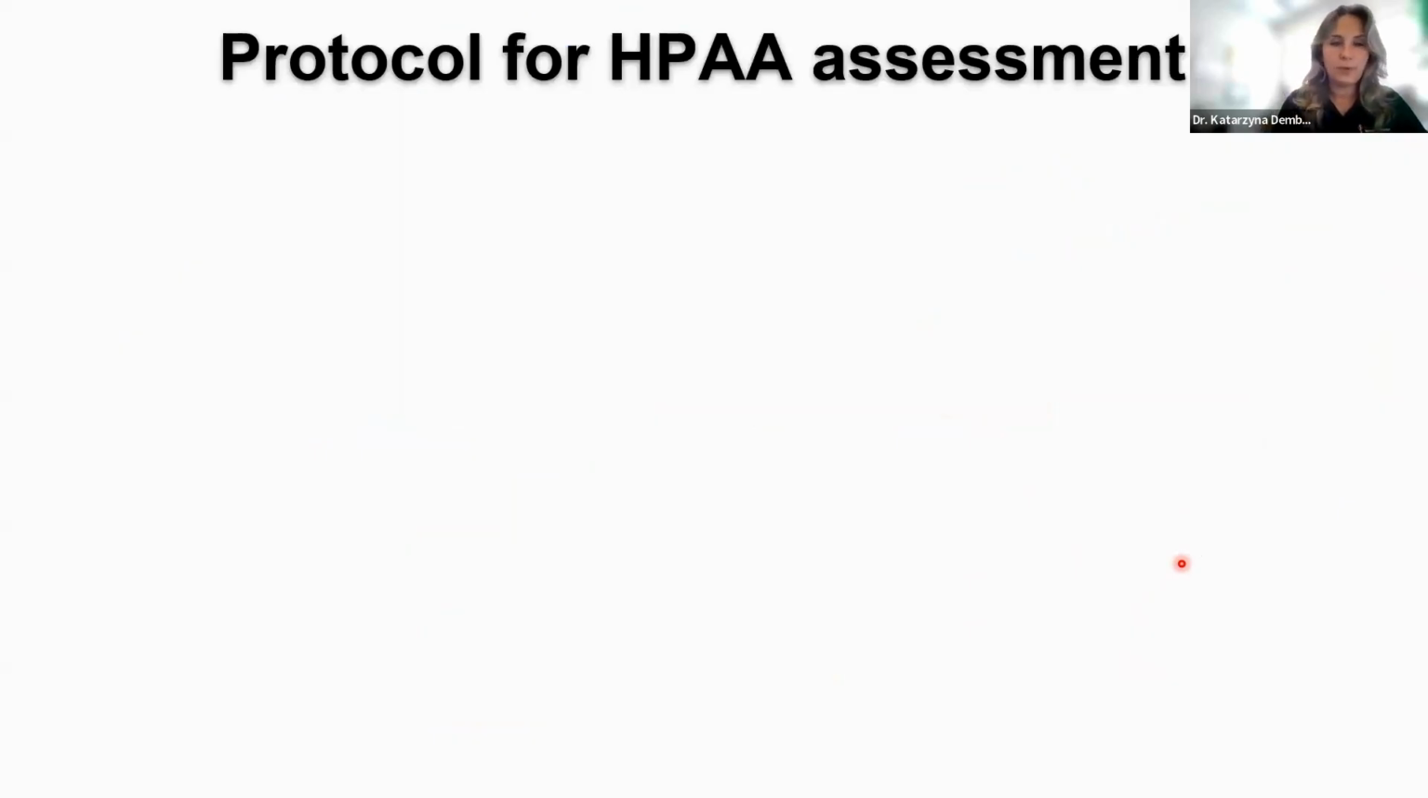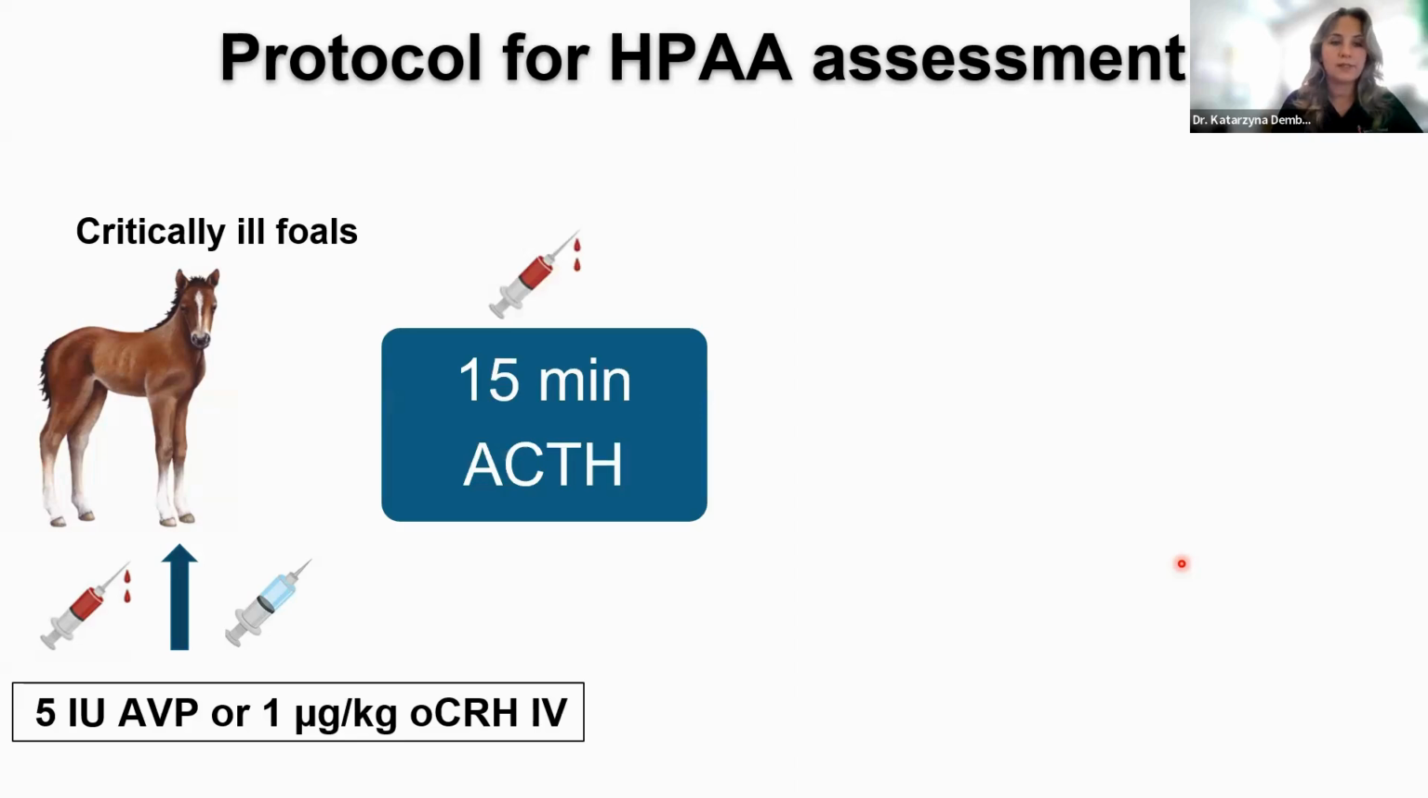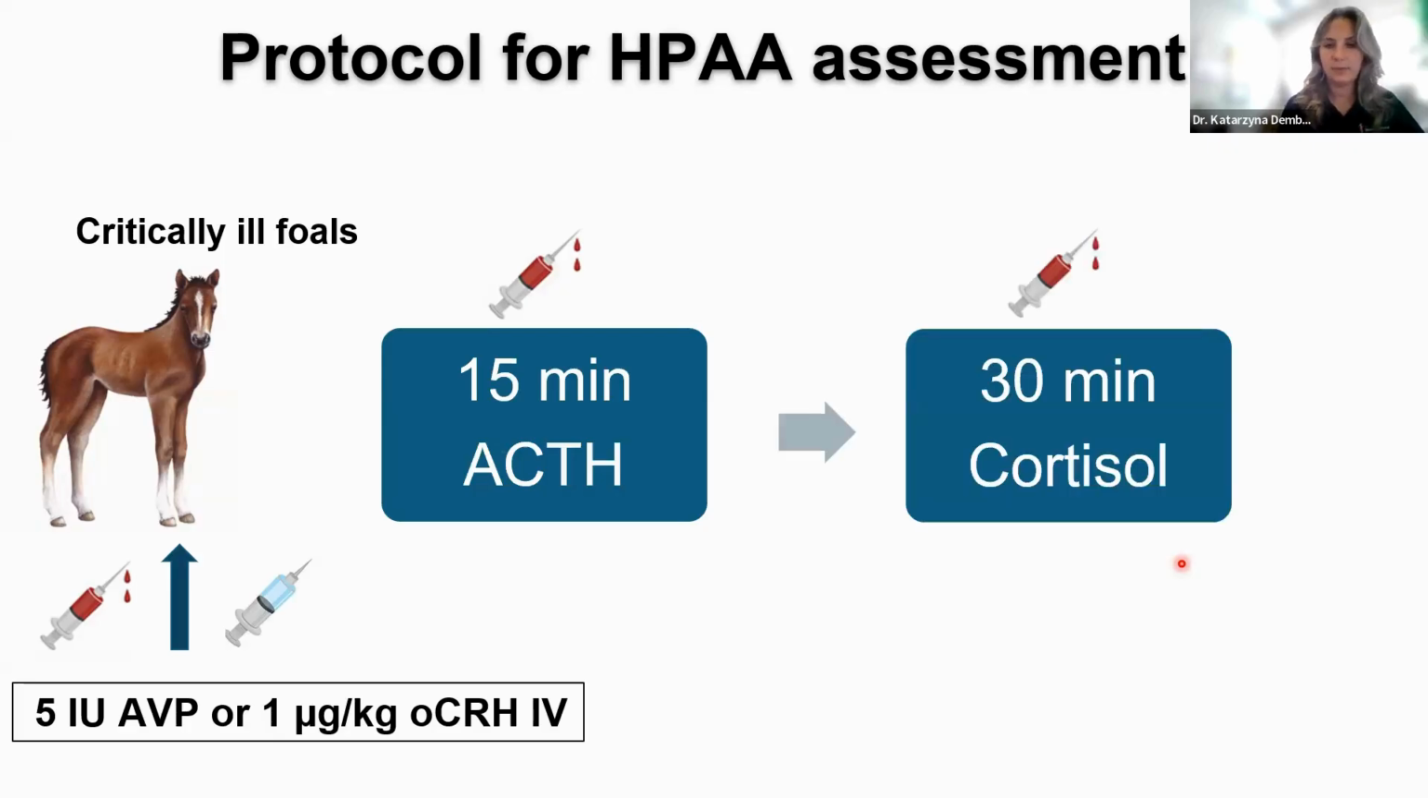Based on this data, we proposed a protocol for the hypothalamic pituitary adrenal axis assessment in critically ill foals using either vasopressin, 5 international units, or ovine CRH, which is 1 microgram per kilogram. After baseline sample collection, we administer vasopressin or CRH and then collect a sample at 15 minutes for ACTH response. And then the second blood sample is collected at 30 minutes for cortisol response assessment.